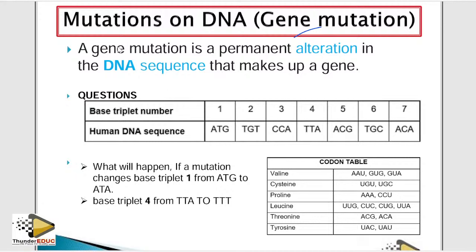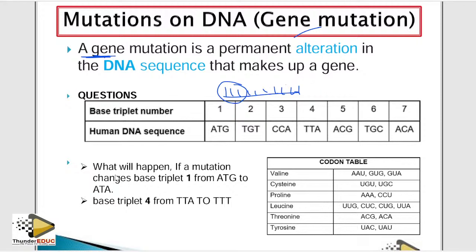So what is a mutation? A mutation is any alteration which happens on the DNA sequence. Sometimes it could be the whole chromosome, or it could be just a portion of DNA. When it is just a specific part of DNA, then we call it point mutation, or sometimes we call it gene mutation. Remember, a gene is just a section of DNA which controls a certain or particular character. When it changes, then we shall say it's a gene mutation. So a mutation is a permanent alteration in the DNA sequence that makes up what we call a gene.